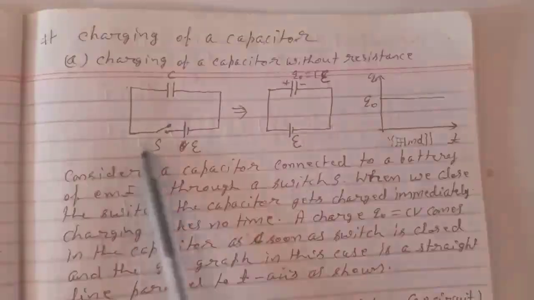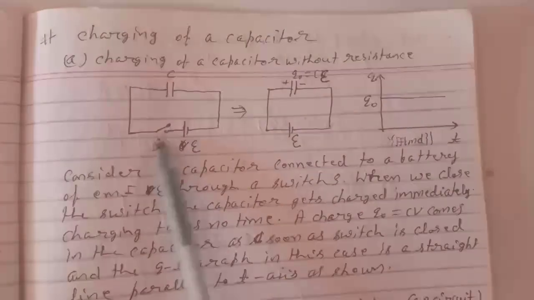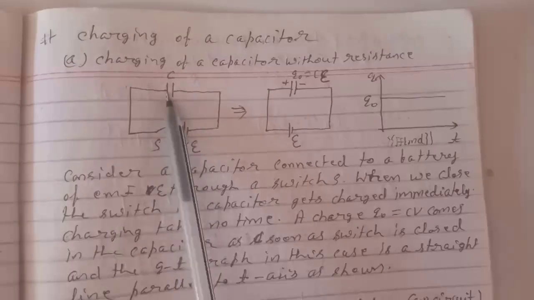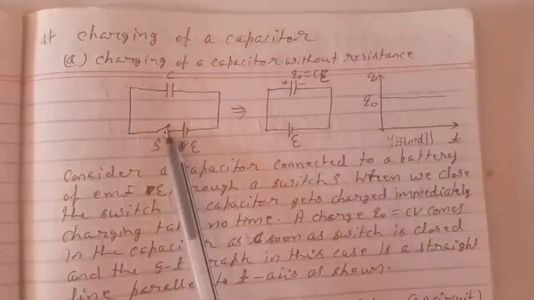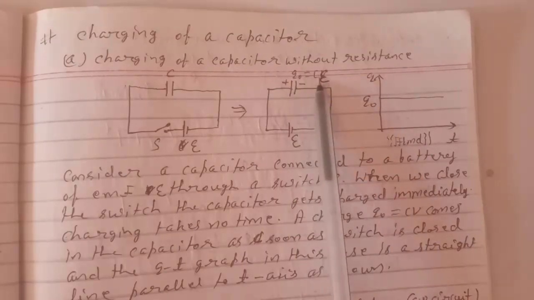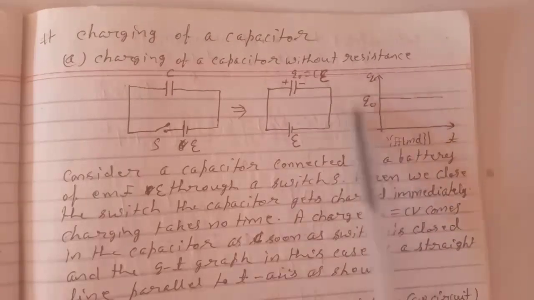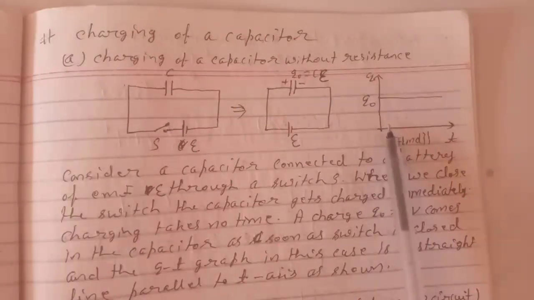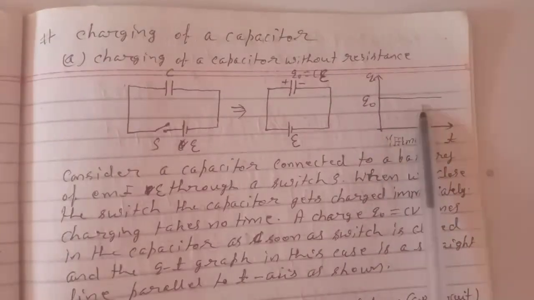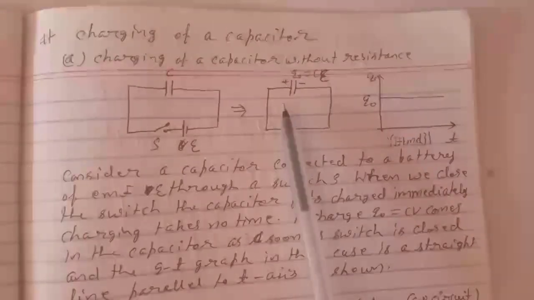This shows the circuit diagram of a capacitor connected with a cell. This is a switch S. At present it is open, and this is our capacitor. The symbol for a capacitor is like this, and when the switch is closed, a charge appears on the plate whose magnitude is equal to C into E, where E is the EMF and C is the capacitance of the capacitor. Here the graph of charge on the capacitor with time is shown. This is a straight line because it takes no time to charge the capacitor plate.